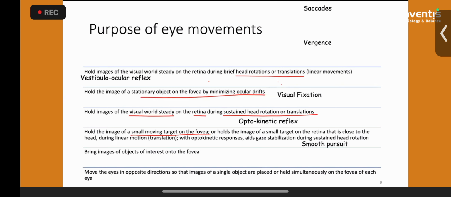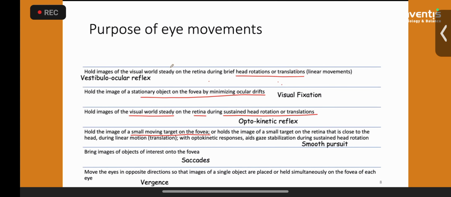Then the next purpose of eye movement is to bring images of objects of interest onto the fovea. For example, if I'm looking here and suddenly something appears in the peripheral visual field, and I have to look at that object, then I will suddenly move my eyes towards that direction. That is particularly done by the saccades.